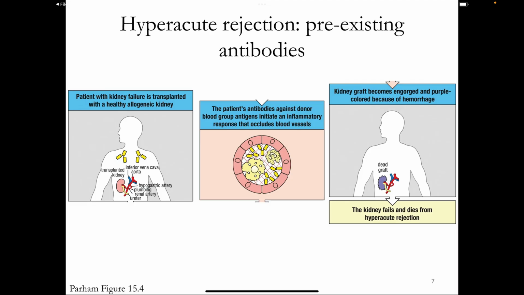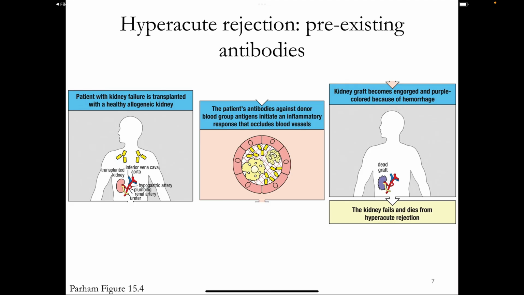So let me just tell you in words why you have antibodies to another person's antigens and what exactly is going on here. The real issue is that we only tend to see hyperacute rejection with one particular type of antigen, which is an antigen that you do have against other people's tissues. And those are the blood group antigens.